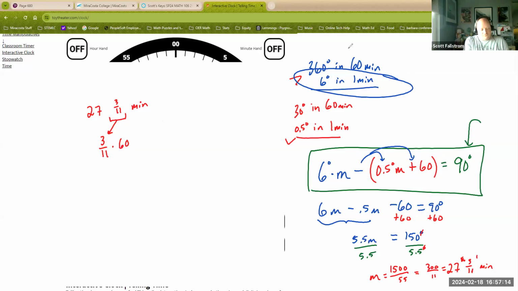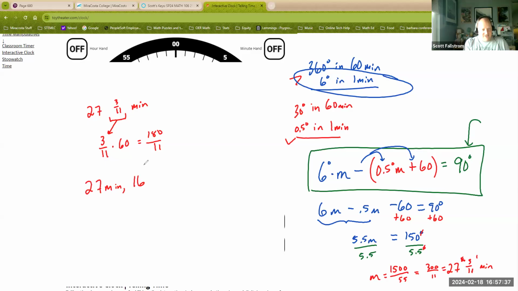Okay, so here we go. Multiply that by 60. 3 times 60 gives me 180. So this becomes 180 elevenths. Okay. So now I take 180 and I divide by 11, and that gives me 16. So I have 27 minutes and I have 16 whole seconds and then 0.3636.